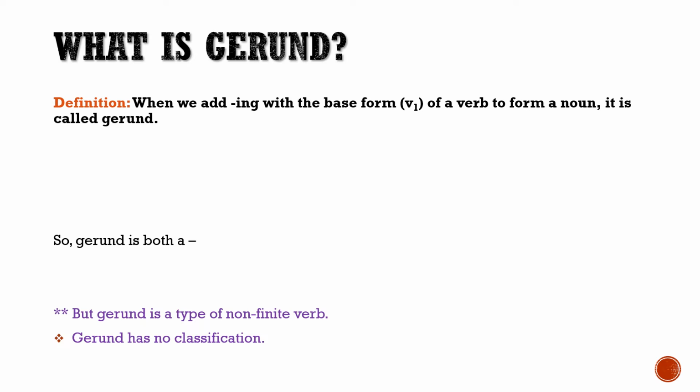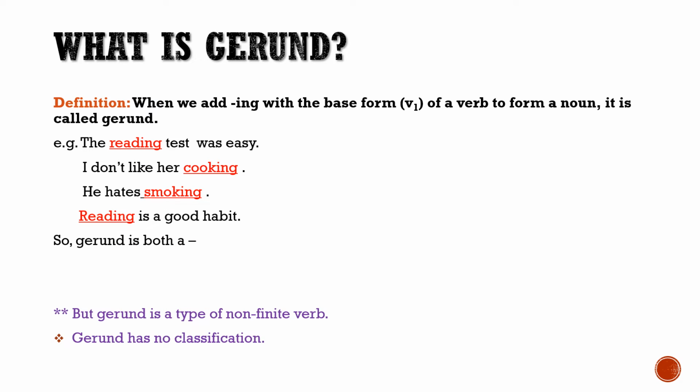Now we will see the matter with the help of examples. Let's see some examples. The first example is: the reading test was easy. See the verb reading, right? We have added ing with the base form of the verb read.